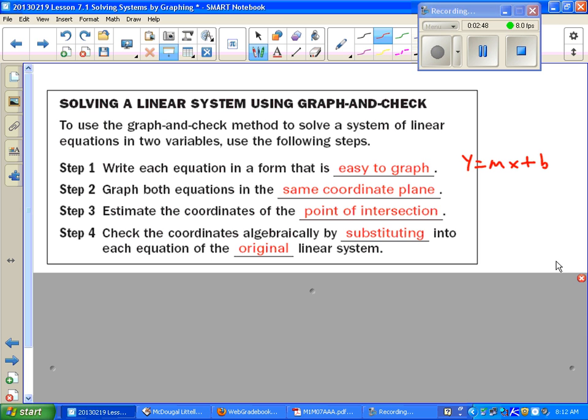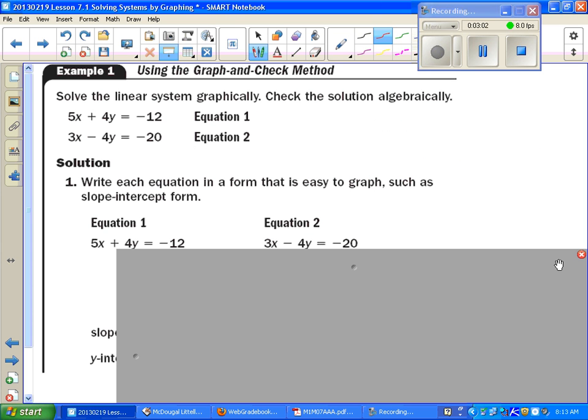And then the last step, go ahead and plug those two values you get in for x comma y. Remember, it's going to give you an ordered pair, x comma y. Plug those values into the two equations that you originally had and see if you get true statements. Example number 1 is using the graph and check method.